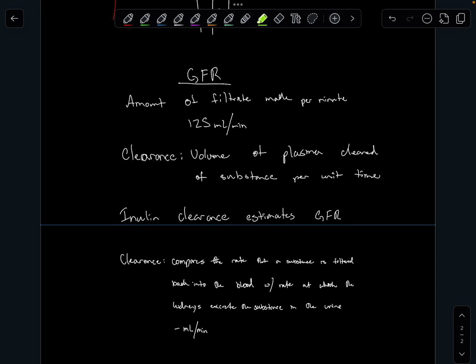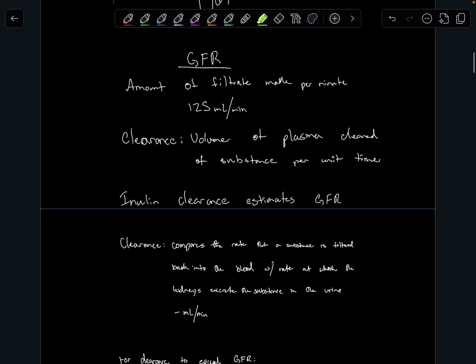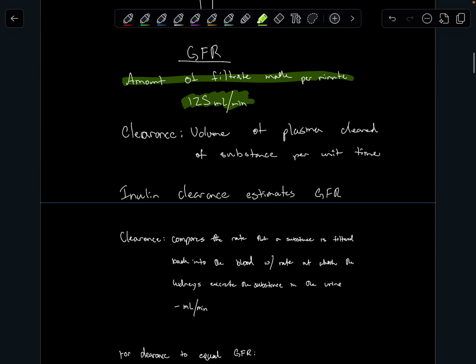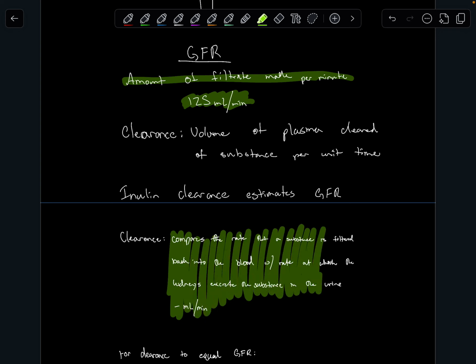Right, now we're going to move on to another form of regulation, and that's called GFR, glomerular filtration rate. That's the amount of filtrate made per minute, and a normal rate is about 125 milliliters per minute. Including GFR is clearance. Now, I like this definition better. It compares the rate that a substance is filtered back into the blood with the rate at which the kidneys excrete the substance in the urine.